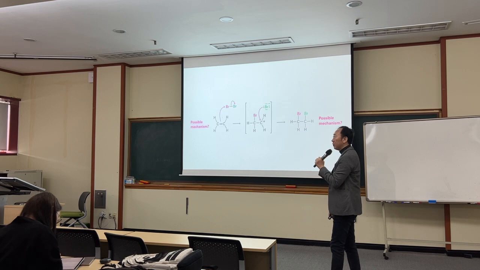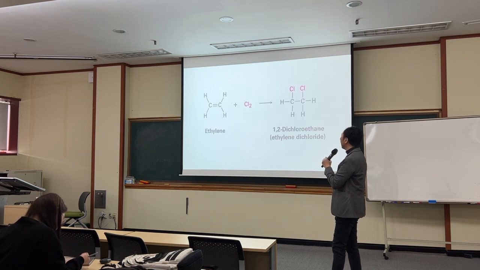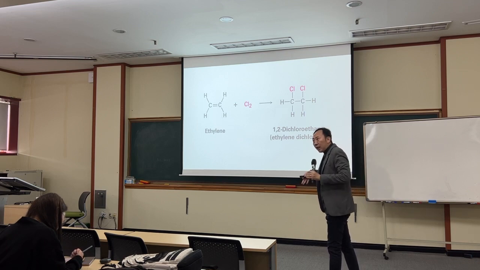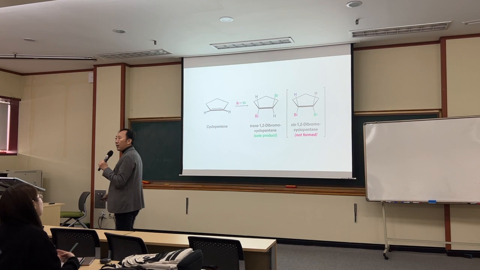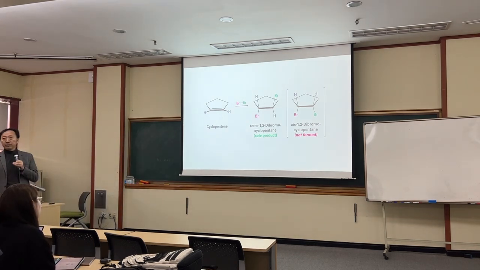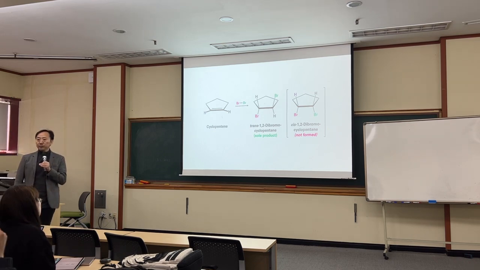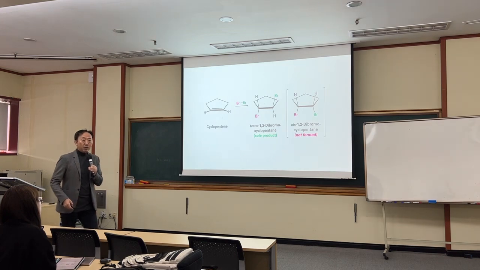Then, evidence for whether this is the right mechanism or the original one, maybe parallel attack together. Two possible mechanisms, but here's the evidence. If you add this BrBr to this cyclic alkene, this one is formed, this one is not formed. Using this, can you guess which mechanism is more reasonable?